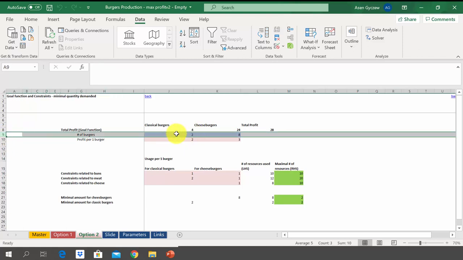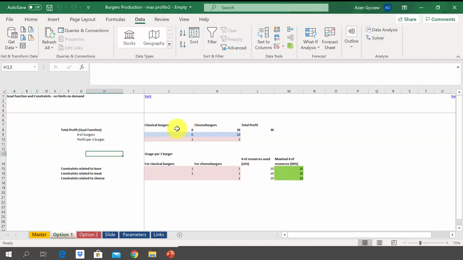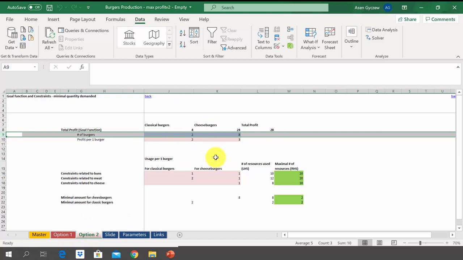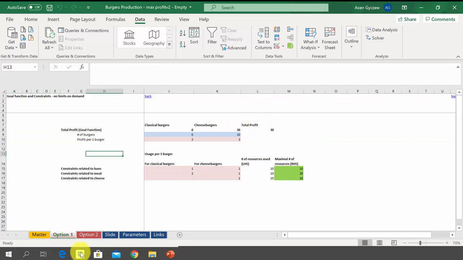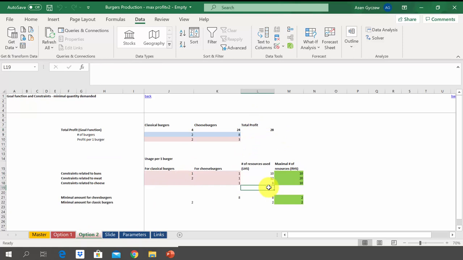So instead of 0, like we had in option 1, we're going to be producing 2 classical burgers, and the number of cheeseburgers went down from 10 to 8. Our profit is 28 instead of 30 as we had in option 1. But we have all types of burgers available in our store. So as you can see, by adding 2 constraints, we have changed the optimal solution to a new one.